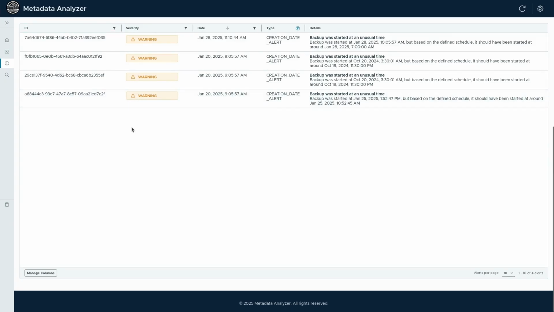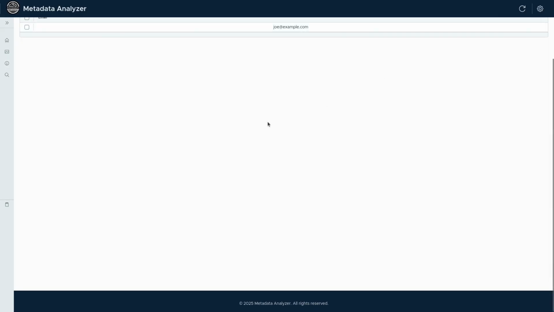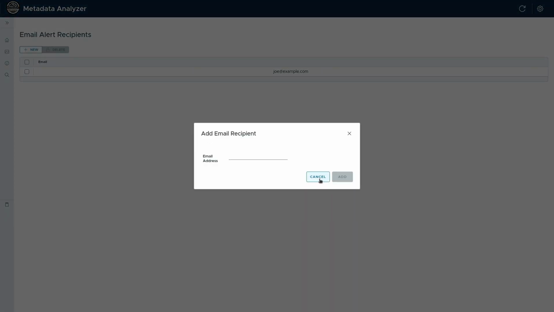Lastly, Joe can set an email address and select severities of alarms. Accordingly, he will receive emails for those alarms to ensure that he doesn't miss important information.